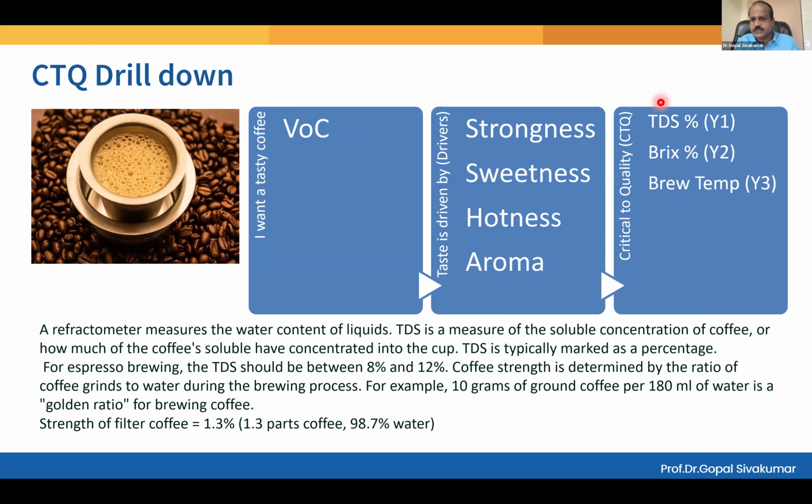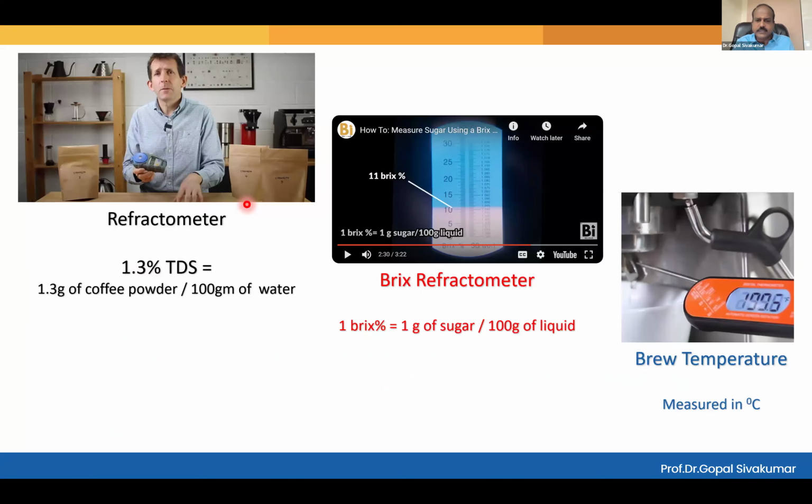You see here, the strongness can be measured using a metric known as TDS. Sweetness can be measured using a metric known as Brix percentage. Hotness, of course, you can measure by directly measuring the temperature. And here are the instruments. Why has the company gone to this extent of developing instruments and then measuring the strongness and sweetness? Because their bread and butter is coffee.